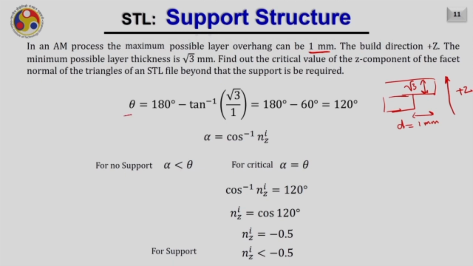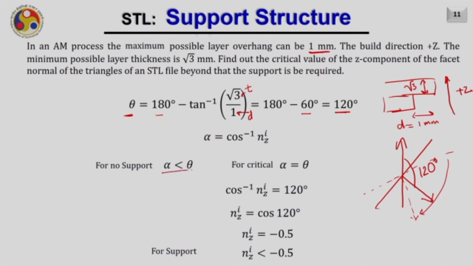So, let us first find out the theta. Theta will be equal to 180 minus tan inverse, it is given to you that T is nothing but root 3 and D is nothing but 1, and hence this will be nothing but 60 degree, and hence theta will be equal to 120 degree. That means if this is the build direction, and this is the facet normal, this angle is 120 degree. If this angle is beyond 120 degree, for example, for the lines like this, the contact normal will be this, hence this angle is beyond 120 degree, the support will be required.